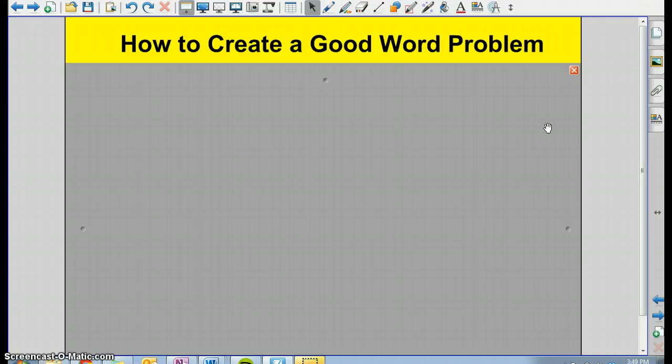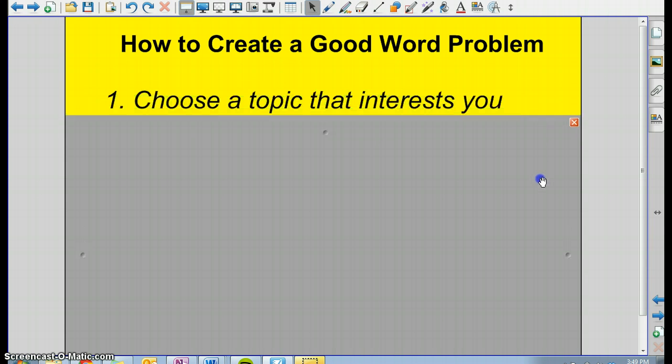Welcome to today's lesson on how to create a good word problem. The whole point of this lesson is to inspire you, the student, to be able to create your own word problem after we finish this quick tutorial. I generated 4 steps that I think are important in making a good word problem.